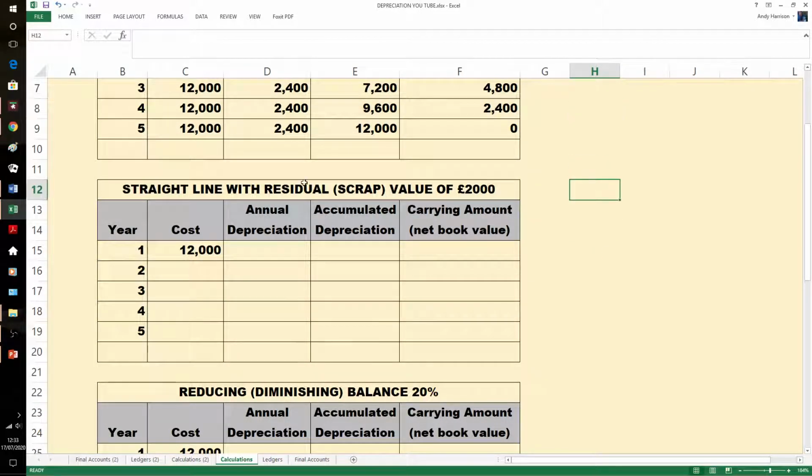But some assets, we know they're going to be worth some money at the end. A scrap value, or residual value is the posher term. This though doesn't change, it still cost us £12,000. So now all we've got to do is actually take the scrap value off the cost. So take the value and then divide it by the number of years. You'll see the depreciation charge is 2,000, and then of course we've got only 1 year and the same principle.